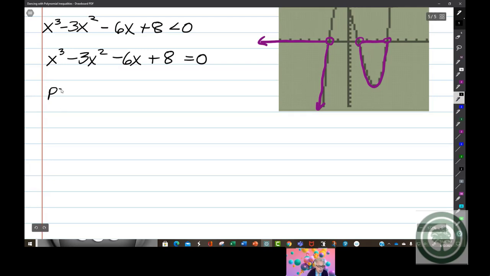P is the set of all the factors of 8, the constant at the end. So that would be plus or minus 1, plus or minus 2, plus or minus 4, and plus or minus 8. Those are all the integer factors of 8. Q is all the integer factors of the leading coefficient, which here is just 1, which does make it easier though, because what we're going to do now is find all the possible rational zeros, more than we could ever use.